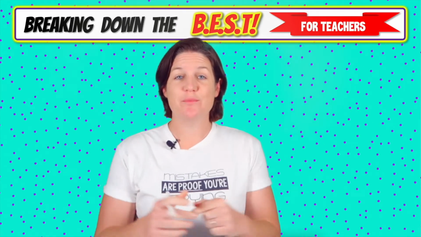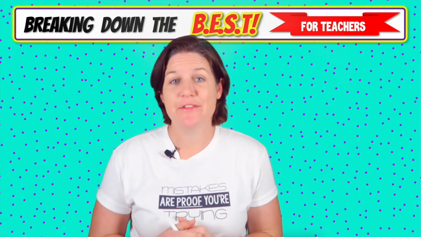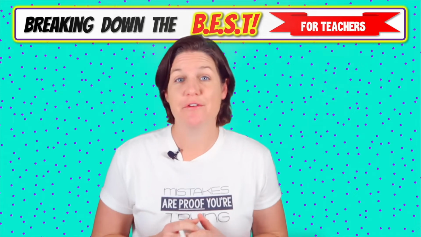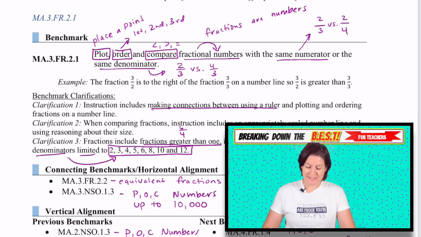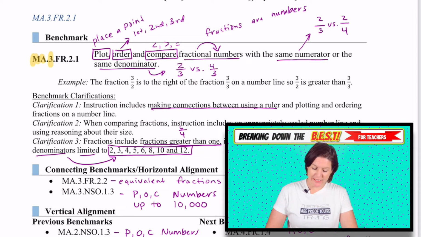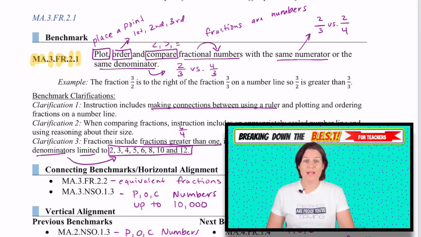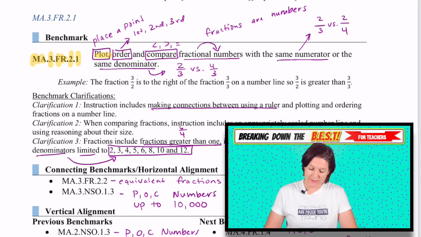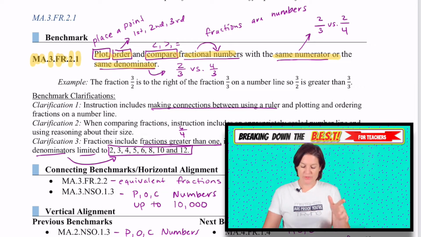Hey everyone, and thank you so much for joining me on this Breaking Down the B.E.S.T episode as we break down the following standard. Today's standard is MA.3.FR.2.1, and the standard says to plot, order, and compare fractional numbers with the same numerator or the same denominator. So let's talk about that.